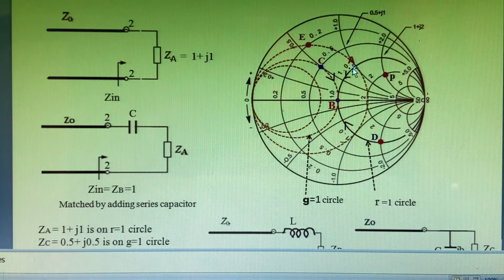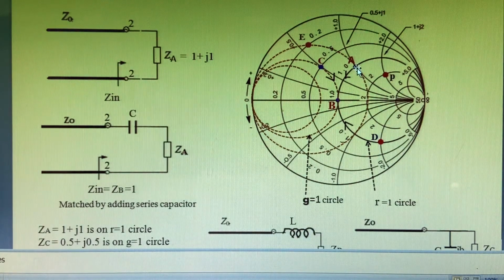To this load impedance value, we can add a reactive element by moving from this point on the resistance circle, the one which is passing through the point A. We may move over this resistance circle like this, or over a conductance circle passing through the point A. So from here we may move over a resistance circle in the clockwise or anti-clockwise direction, or over a conductance circle in the anti-clockwise or clockwise direction.